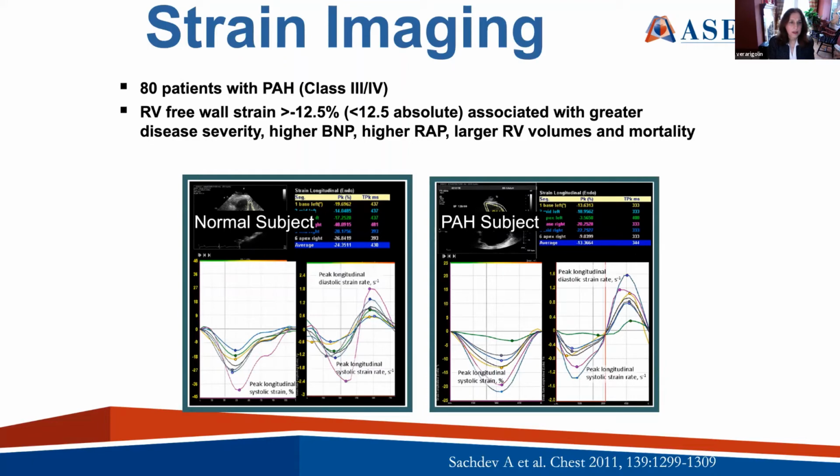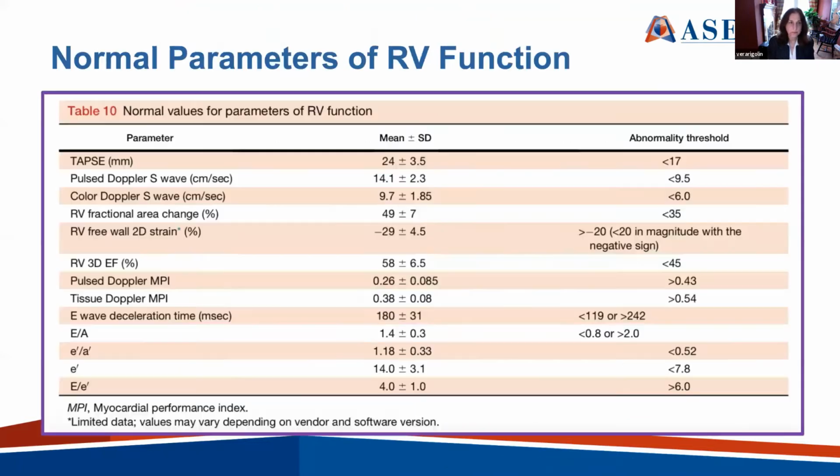Here's a study looking at 80 patients with pulmonary arterial hypertension, and an RV free wall strain of less than 12.5 absolute in strain was associated with greater disease severity, higher BNP, higher right atrial pressure, larger RV volumes, and mortality. So not only is this value useful in looking at RV function, it actually in certain disease states has been shown to have prognostic value.